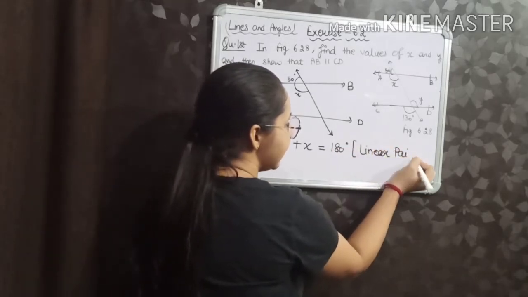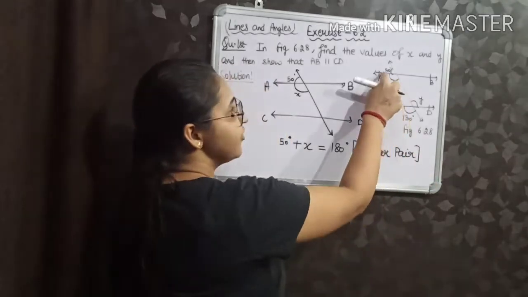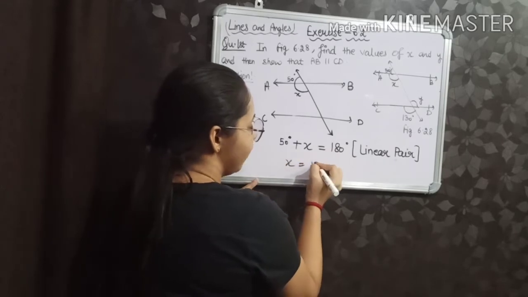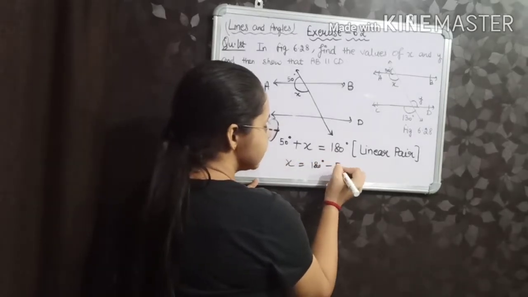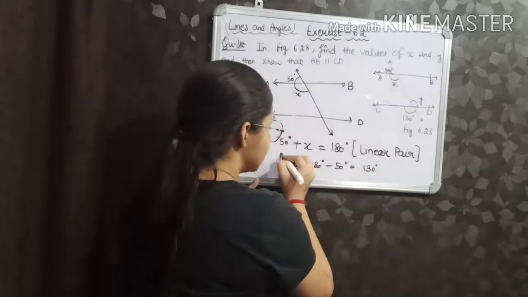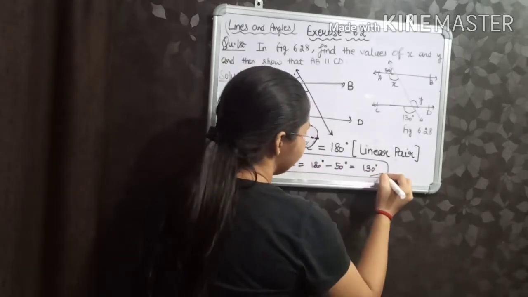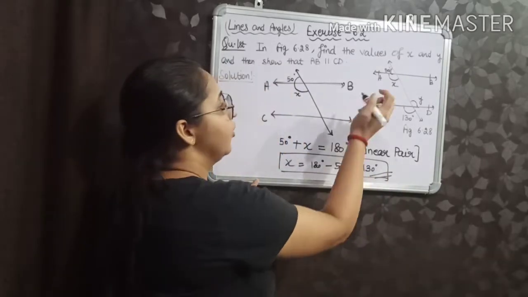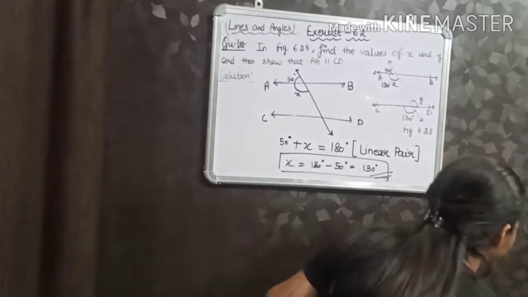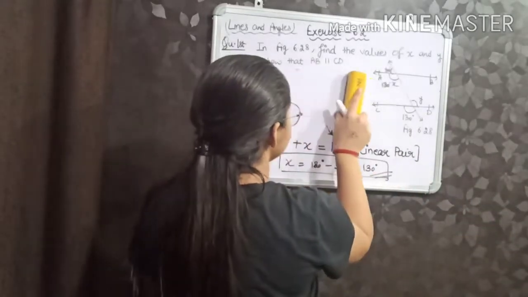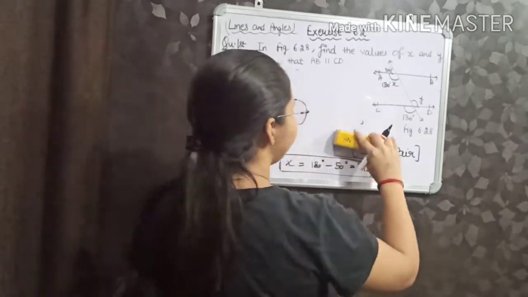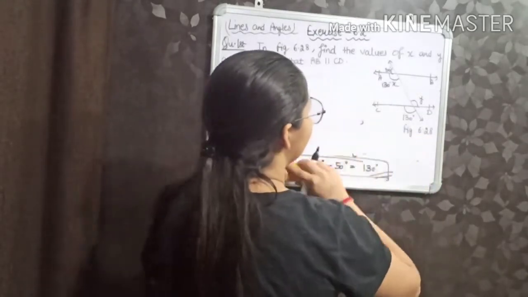Okay, understand? x plus 50 degrees is equal to 180 degrees. So x is equal to 180 degrees minus 50 degrees, and that will give you 130 degrees. So the value of x is 130 degrees. Okay, I am writing here 130 degrees. Now come to the next point. Next point is we have to find the value of y now.